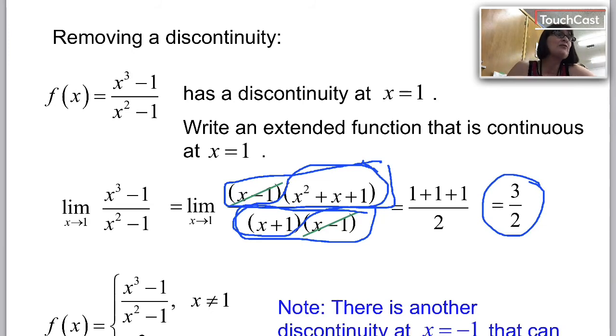So what this means is that if you actually graphed this function on a calculator, or maybe it was a pre-calculus assignment and you had to make this graph, you would have an open hole in your graph and the coordinates of the hole would be 1, 3 over 2. So that tells me that right now my function is undefined when x equals 1, but if I could just define it at that place to fill in the hole, my function will be continuous at x equals 1.